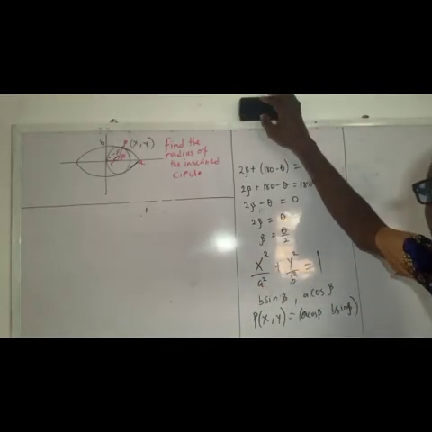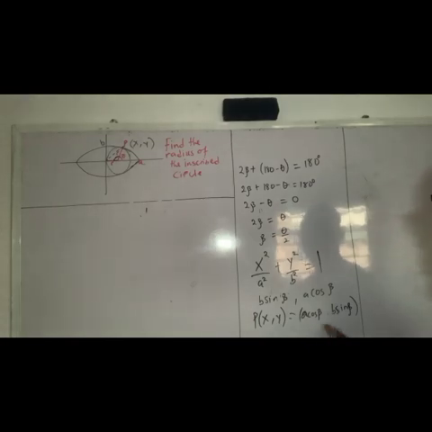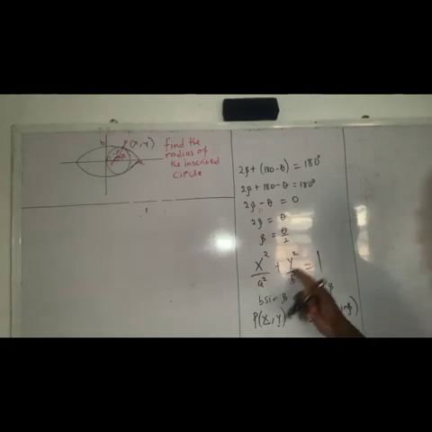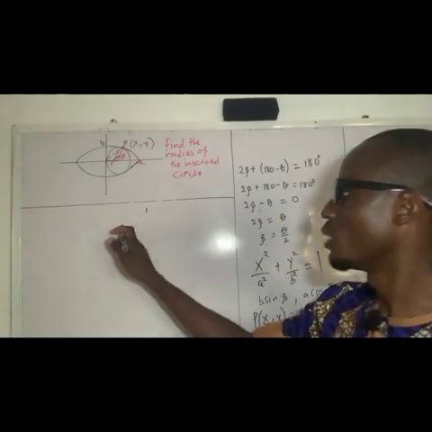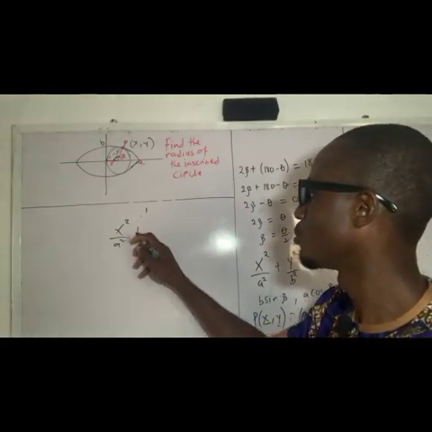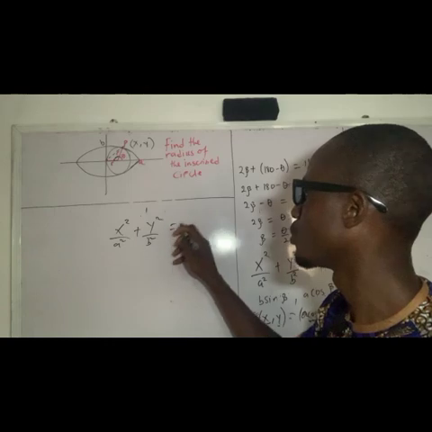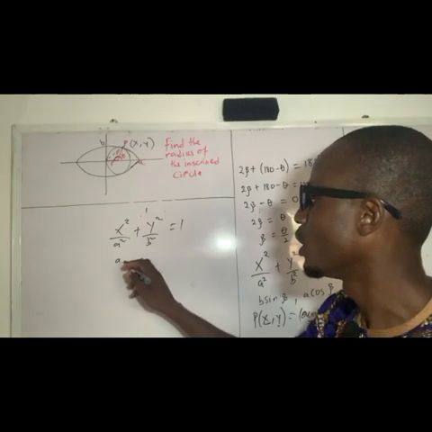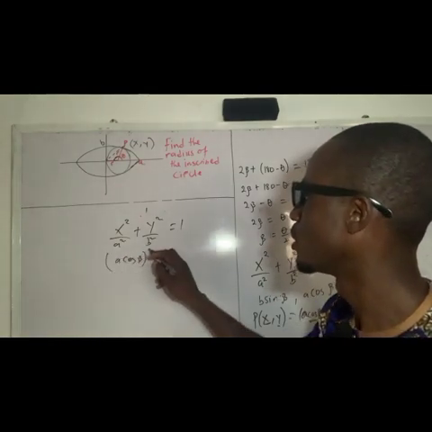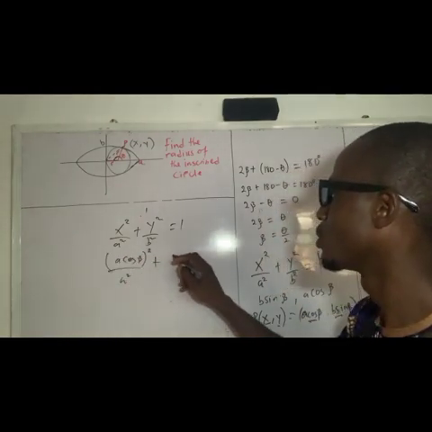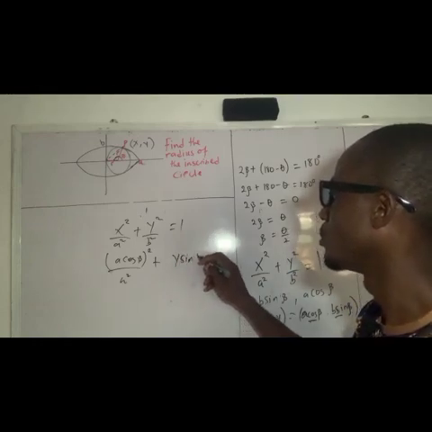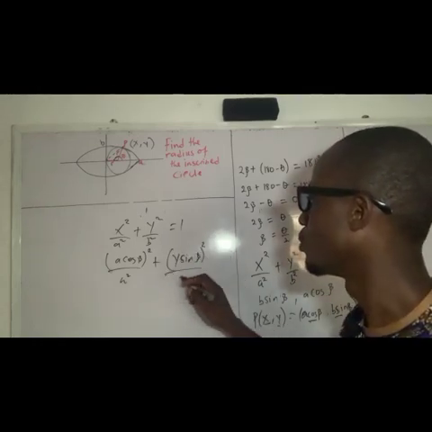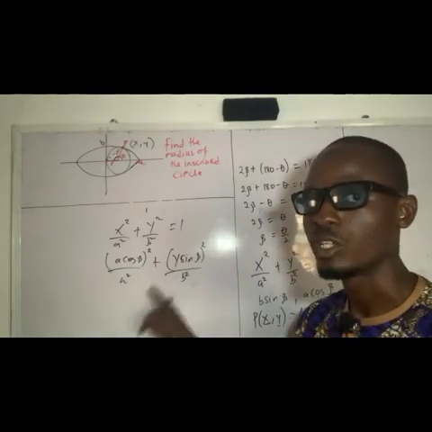So how do we prove that that is the position of P? We can substitute this value: if x is this and y is this, let's substitute into what we have here and see if the answer gives us 1. So here we have x squared over a squared plus y squared over b squared equals 1. Now x is going to be a cos beta. So we have a cos beta squared over a squared plus b sine beta squared over b squared. Let's see if this expression gives us 1.